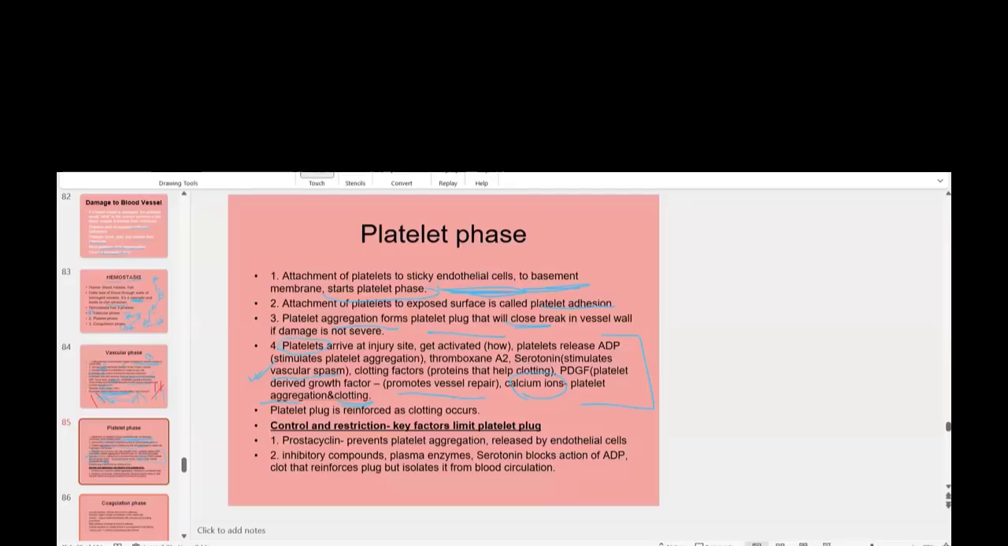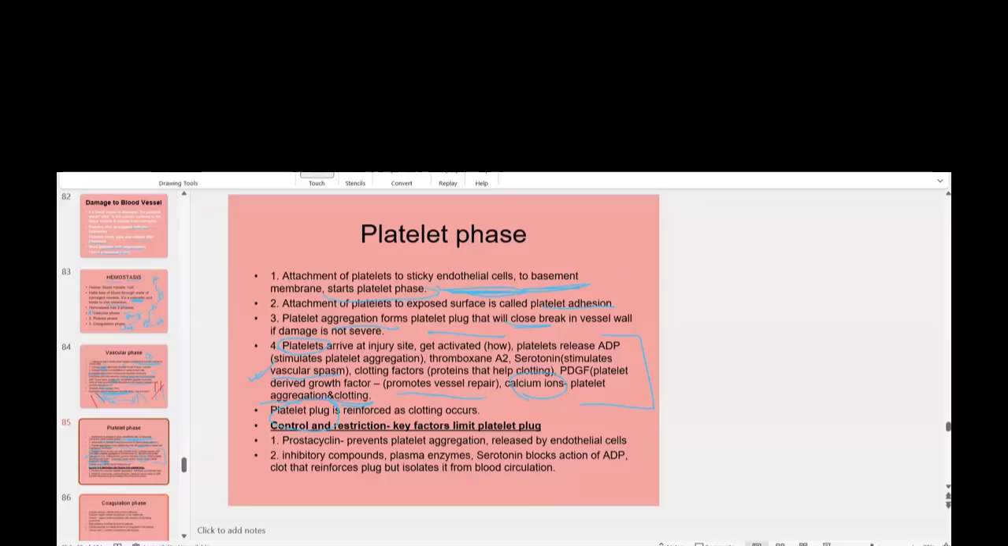So platelets arrive at that site, cause adhesion to the broken area of the endothelium, adhesion, aggregation, more and more come and aggregate, get activated, discharge these chemicals and ions and hormones and enzymes, and a platelet plug is formed.